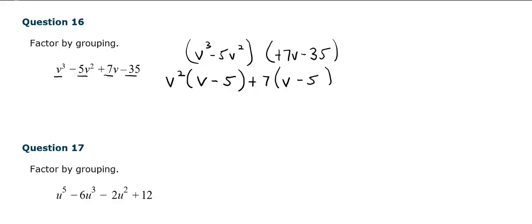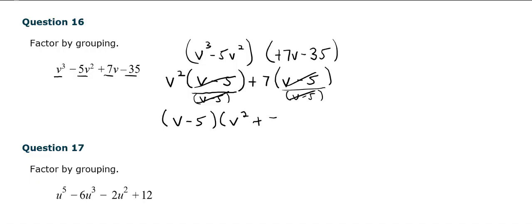So notice, and this is not by accident, these factors are the same. So it's similar to our last example. So we have one more step, and that's to remove the greatest common factor, which in this case is v minus 5. So remember, we're going to divide v minus 5 out of each. So that would leave me with a v squared plus 7.